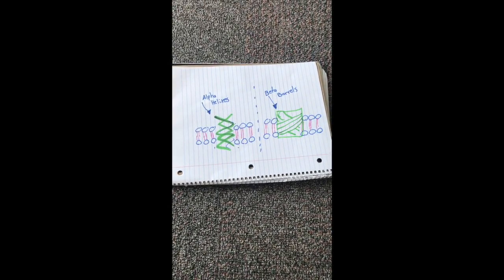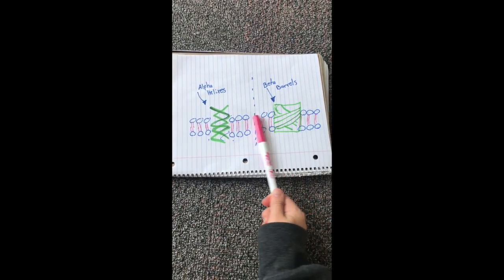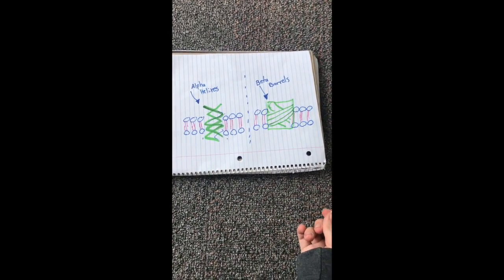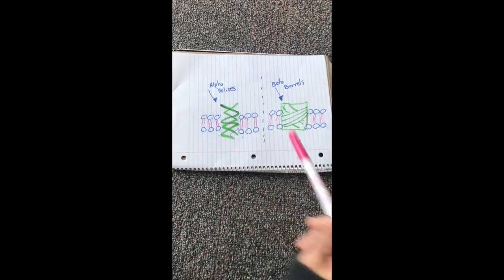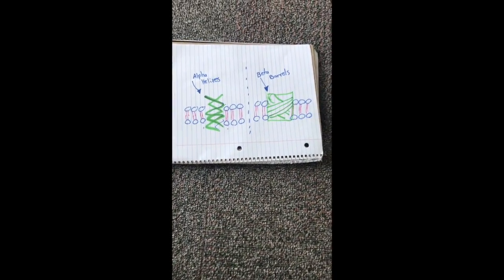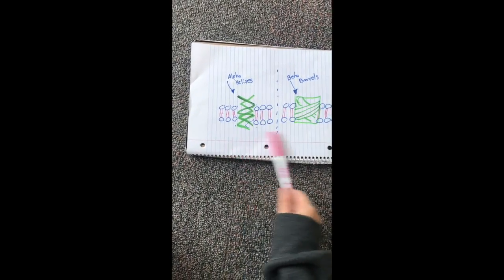So I also wanted to mention, just to tie it in with the phospholipid bilayer, the integral proteins coincide with this bilayer because the ends, again, are hydrophilic, so they'll be on the hydrophilic end of the bilayer, and the center is hydrophobic, so they'll be able to cross through that hydrophobic section.